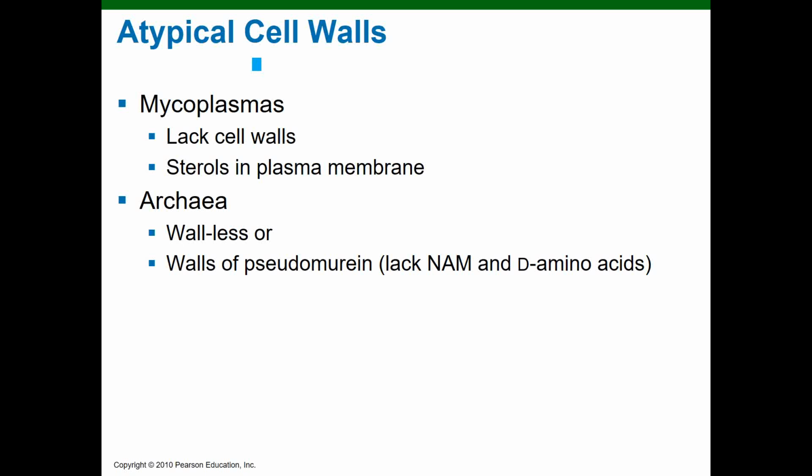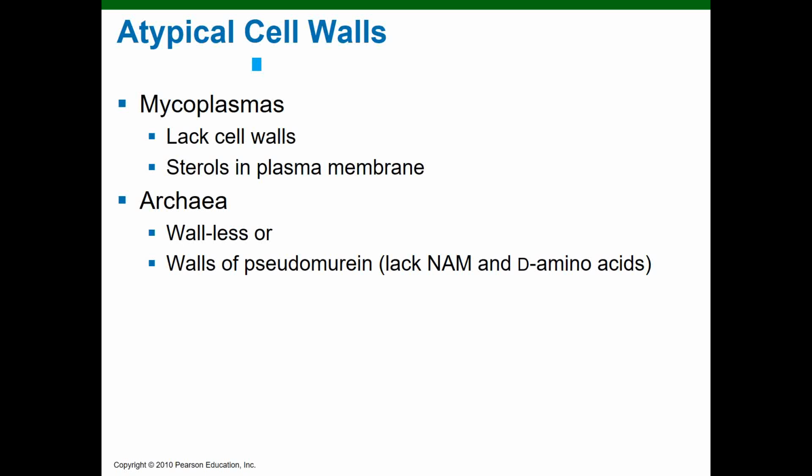Two other groups of bacteria that lack your typical cell walls are mycoplasmas. Mycoplasmas are bacteria that actually lack cell walls entirely, so they just have that plasma membrane. They have additional sterols in their plasma membrane that help them to maintain integrity. Mycoplasma pneumoniae is the bacteria that causes walking pneumonia. So if you've ever had walking pneumonia or a really persistent cough that just doesn't go away, possibly you have an infection of Mycoplasma pneumoniae.